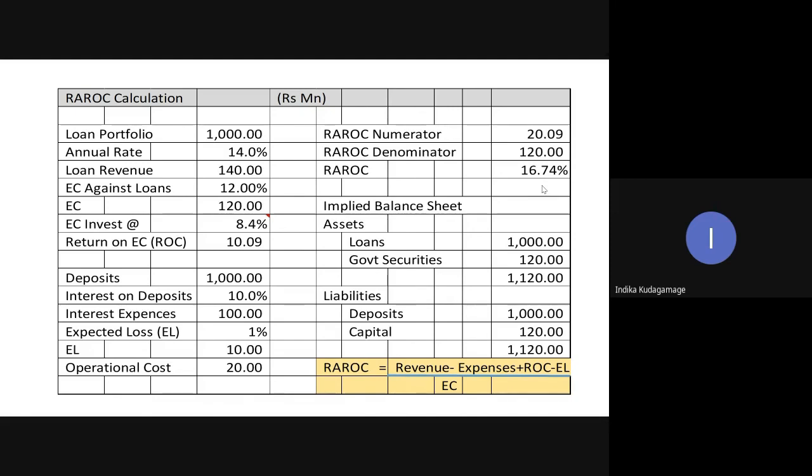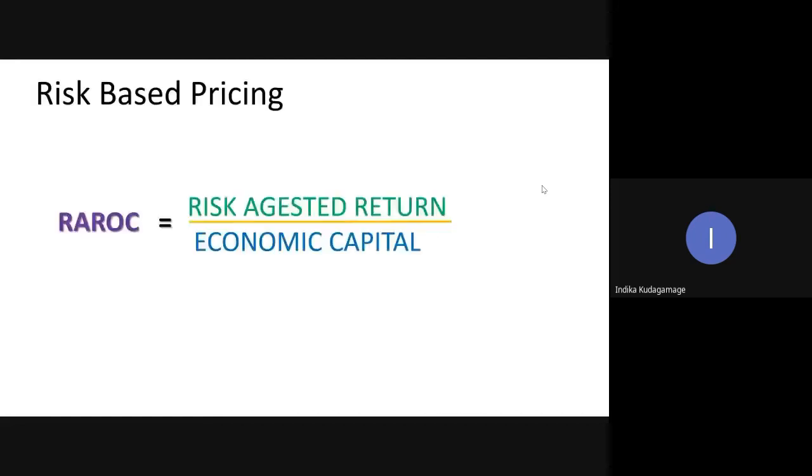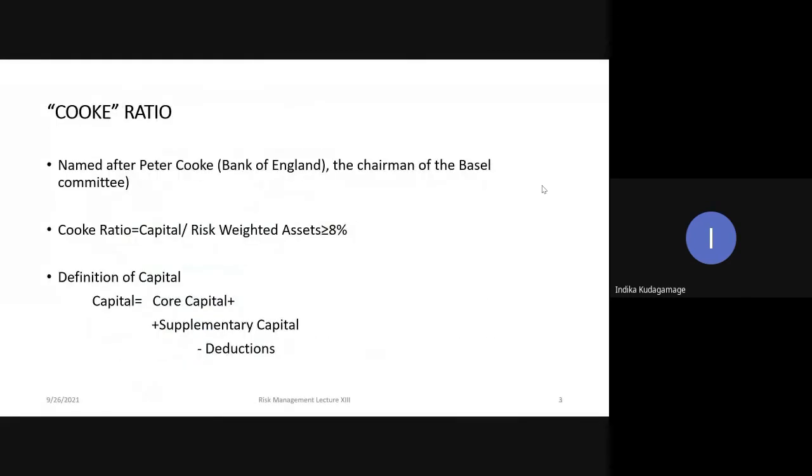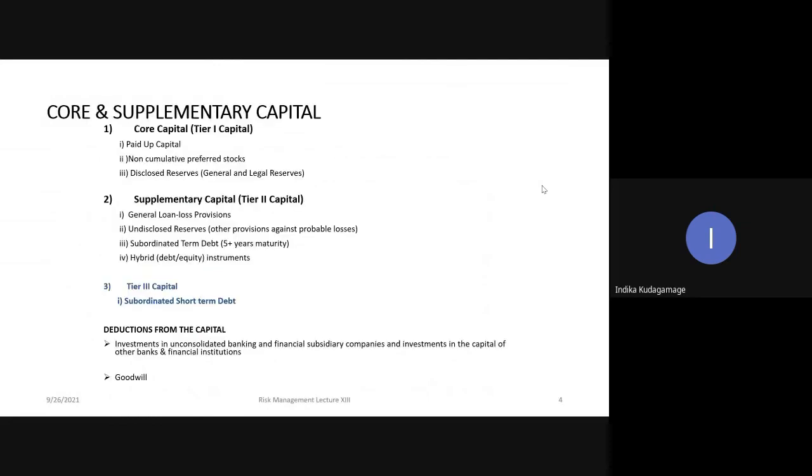Implied balance sheet is this. We have a loan of 1,000, government securities 120. So our asset book is 1,120. How we got this is deposit 1,000 and capital 120. So it is balancing. Assets and the liabilities are balanced. So RORAC calculation is this. Risk-adjusted return. So this is the economic capital. This is how we consider losses. This is the capital, and this is the capital adequacy ratio. Right?